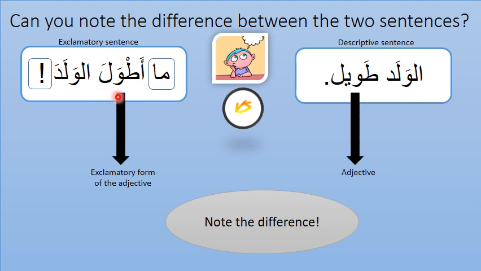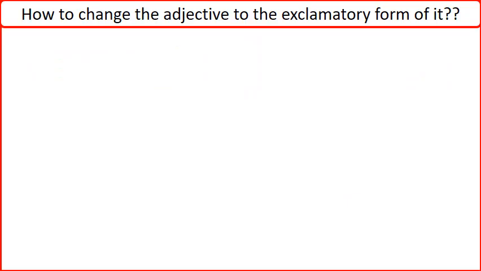We are going first to know how we change the adjective into the exclamatory form of the adjective. When we are really very confident with this, we are going to note the difference: how do we change the descriptive sentence into an exclamatory sentence? Before we start learning about the exclamatory sentence, we are going to learn how we change the adjective to the exclamatory form of the adjective.